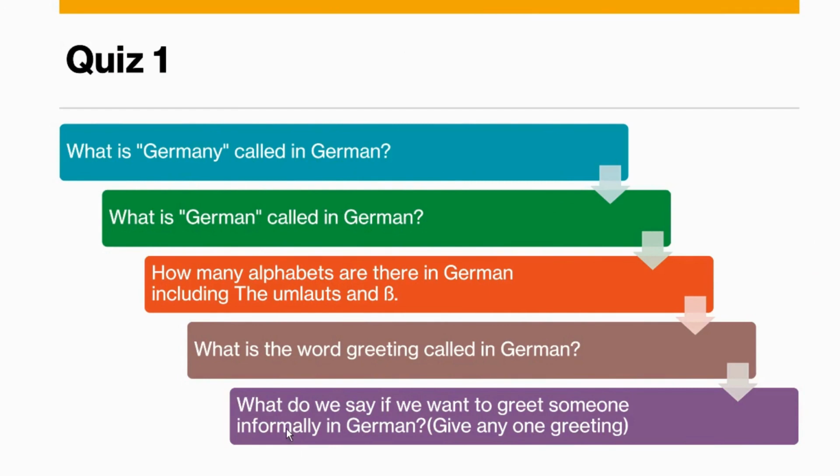So guys, now I have a quiz. In this quiz, I have a few questions for you and I want you to answer them. I'll just tell you the questions. Now, what is Germany called in German? That I discussed in the starting. So you need to apply your thinking caps and see what we call Germany in German. What is the German language called in German? Now, how many alphabets are there in the German language, including the umlauts and the sharp S? See these letters which I discussed with you, they are known as the umlauts.